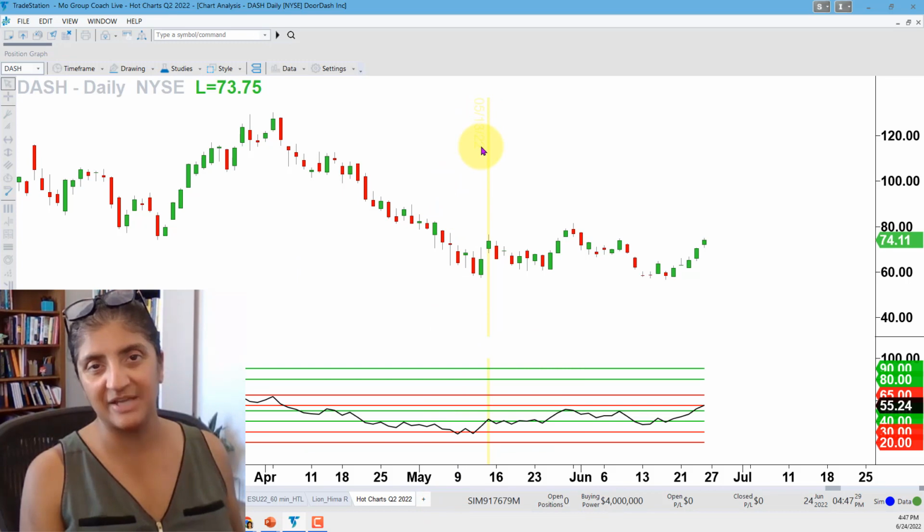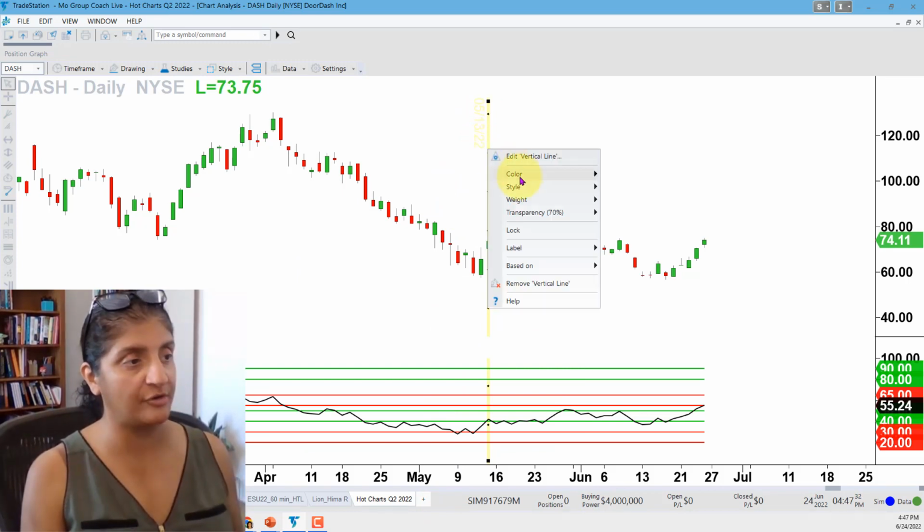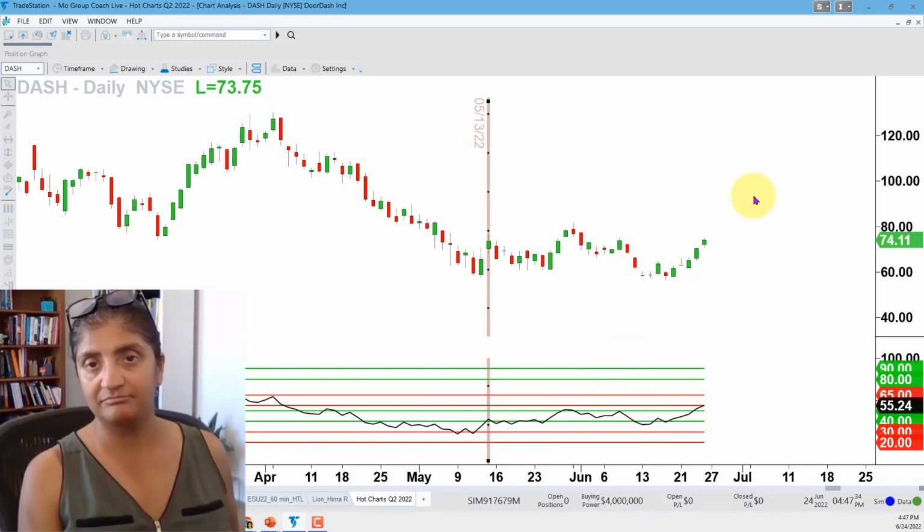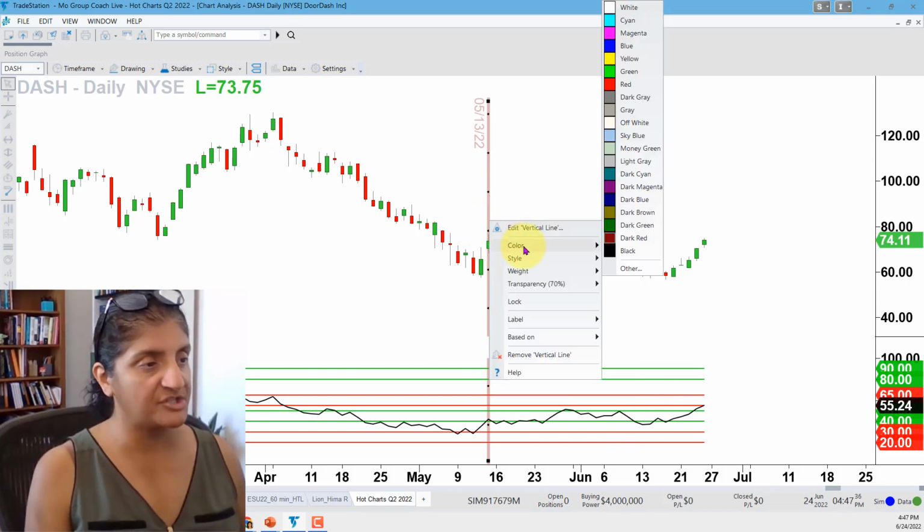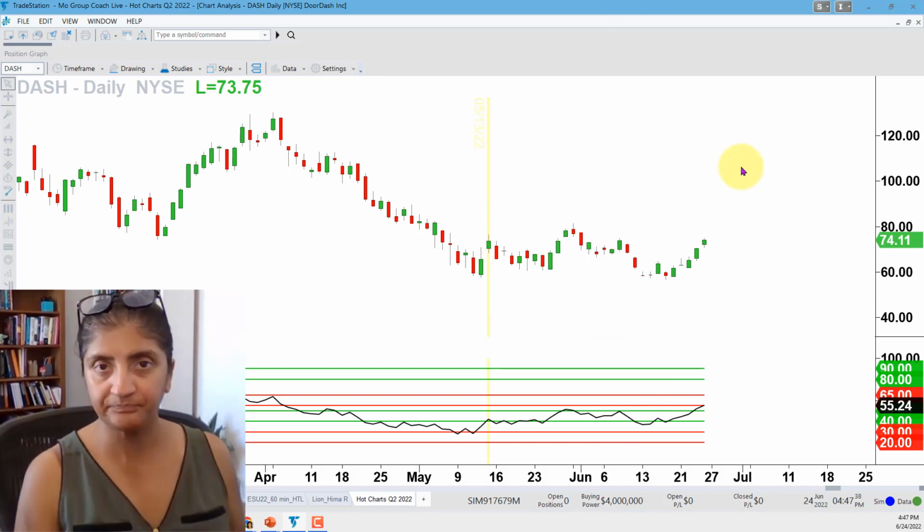But you can see, because I use yellow, I can't see it that well. If I change this to another color, I'll see it better. Okay? So I'm going to change back to my yellow and proceed here.